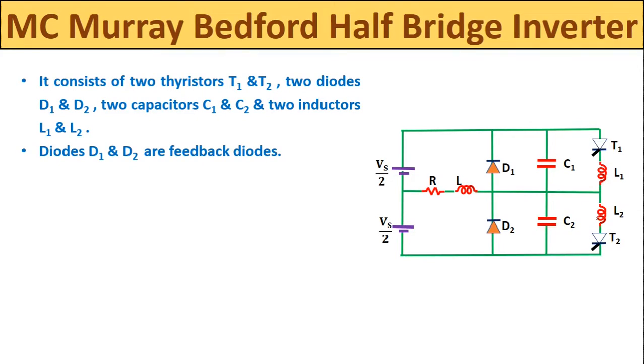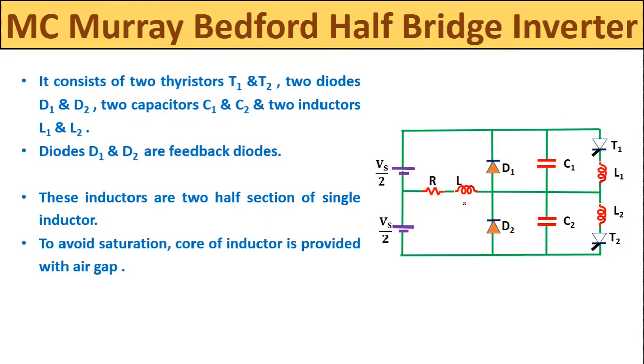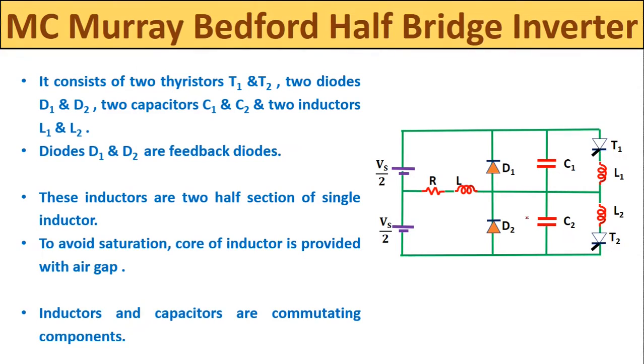These both inductors are closely coupled to each other, and these inductors are two half sections of a single inductor only. To avoid saturation, the core of this inductor is provided with an air gap. This is a single inductor with center tapping provided. Here the inductors and capacitors are the commutating components which are used to commutate the main thyristors T1 and T2.